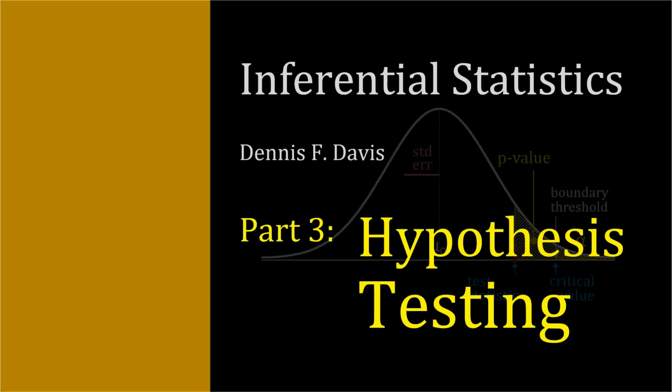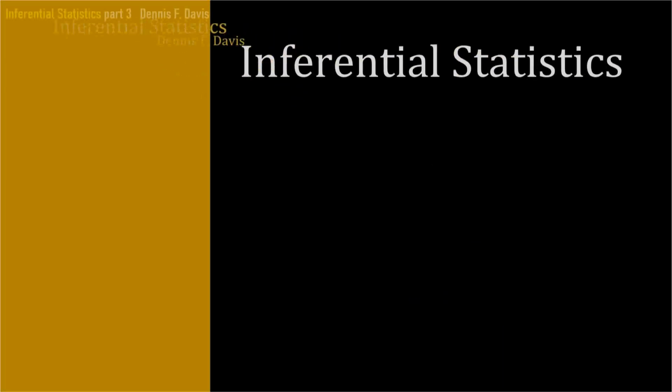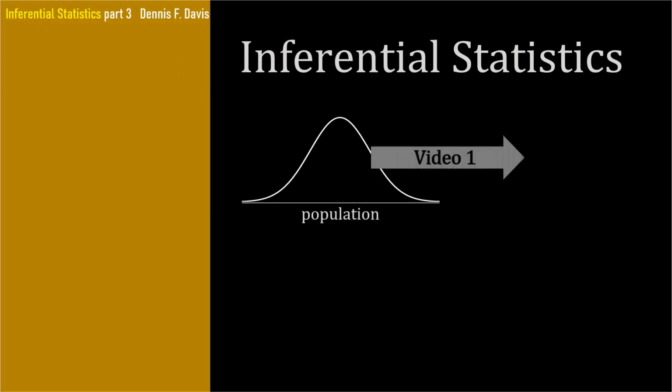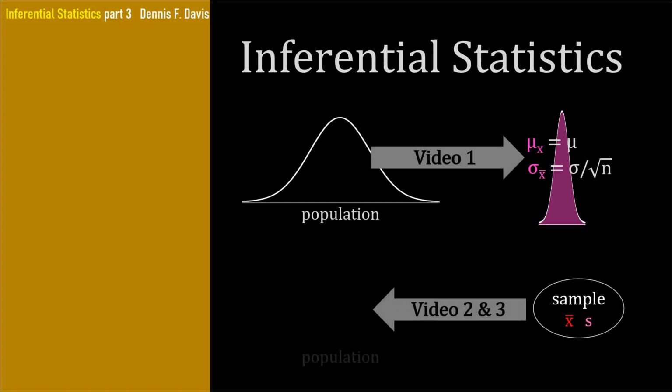Part 3, Hypothesis Testing. I'm Dennis Davis. In Video 1 on the sampling distribution, we considered a population and described the characteristics of a sample drawn from it. In Videos 2 and 3, we're going backwards, examining the characteristics of a sample and making inferences about the populations from which that sample could have reasonably been drawn.